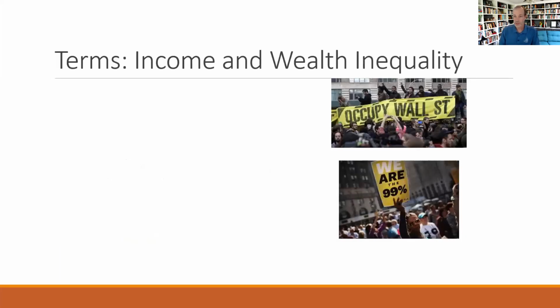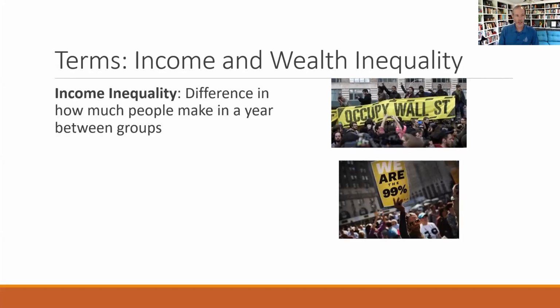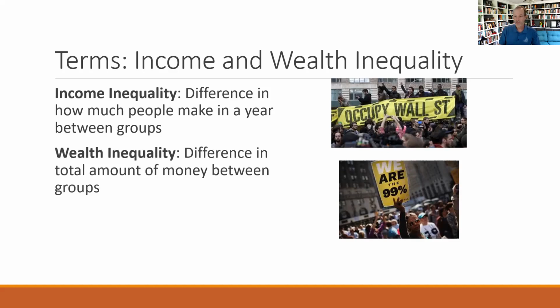Okay, so just real quick, some terms. Income inequality, and we're going to talk about that first. That's the difference in how much people make in income in a year between groups. So income inequality is a year at a time. How much money do you make in a particular year compared to other people? And then there's wealth inequality. Wealth inequality is a difference in the amount of total money or wealth between groups.